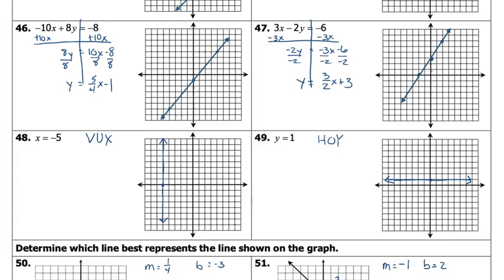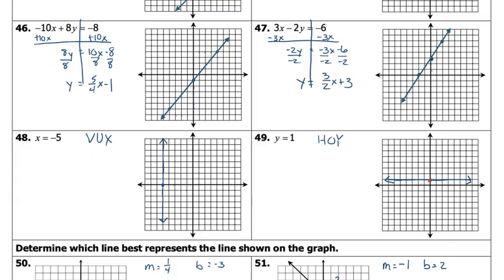Number 49, we thought of that 3-letter word, hoy. Horizontal, a slope of 0, and then I have just a y. There is no x in this term. So therefore I have a horizontal line. You go where the y is 1, and then you draw your horizontal line.